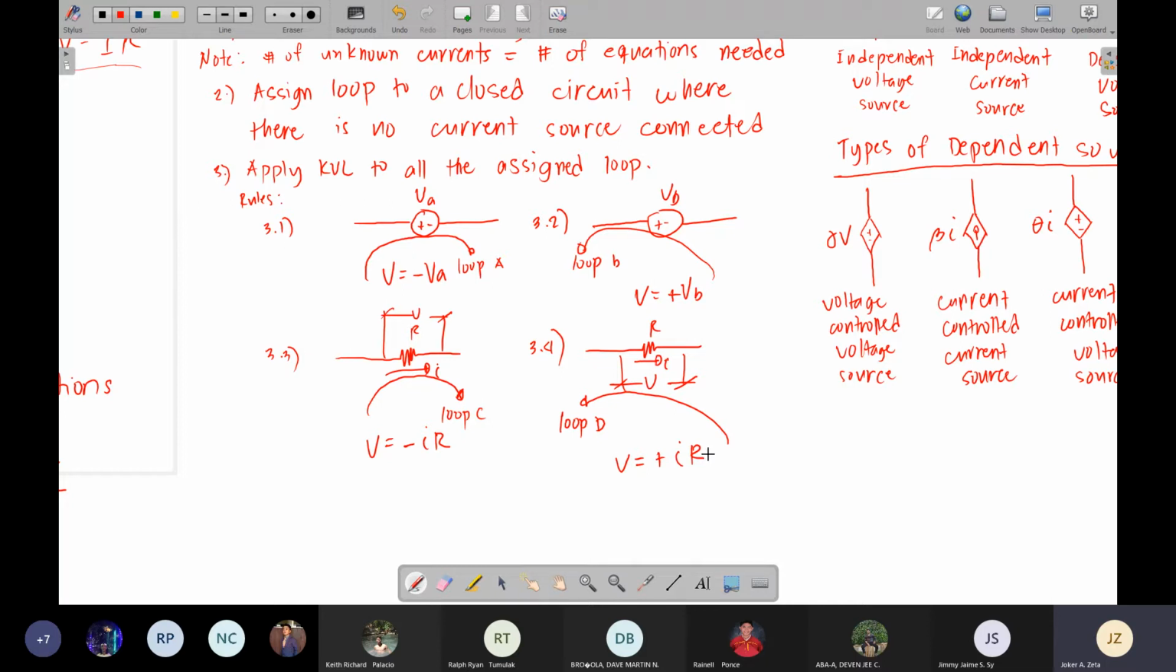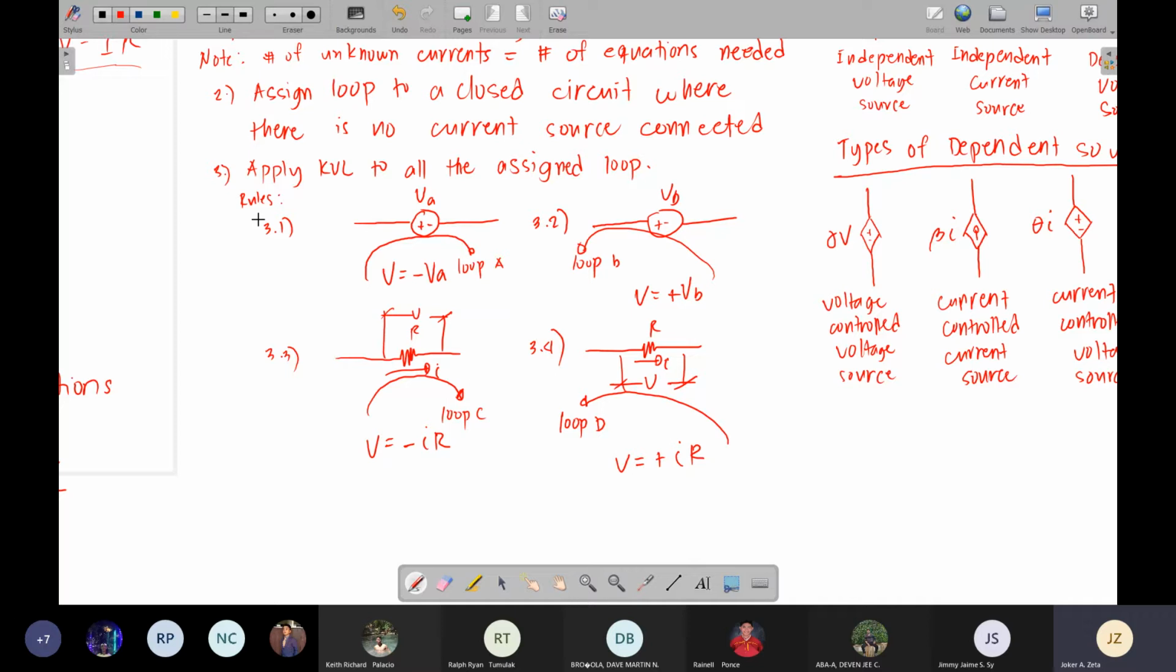Now, the rule in number 2, to assign a loop to a closed circuit where there is no current source connected, is related to rule number 3. Where should it be related?